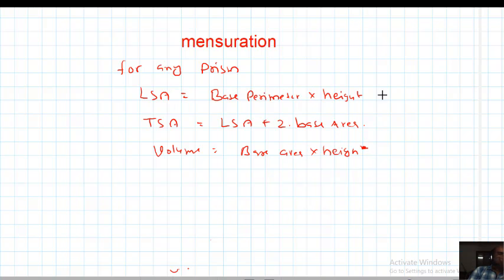Okay. So units, no need to write. These are only for prisms. For example, a cone is given. A cone is not a prism. So that's why you can't use this formula to find the lateral surface area, total surface area and volume. We have another way to find lateral surface area, total surface area, and volumes.